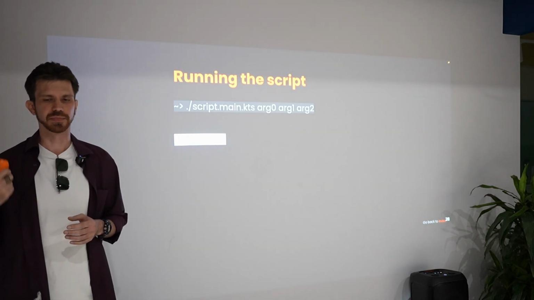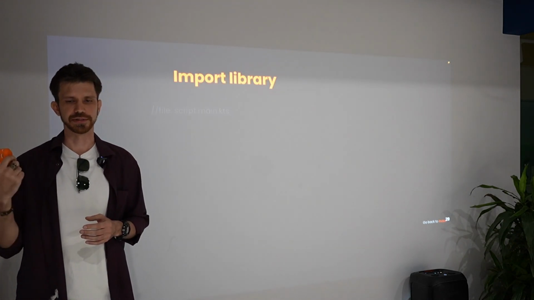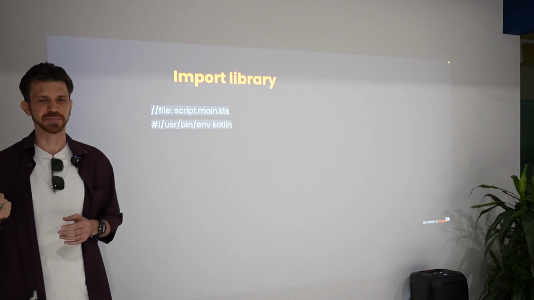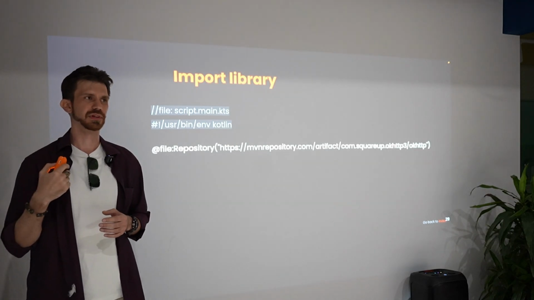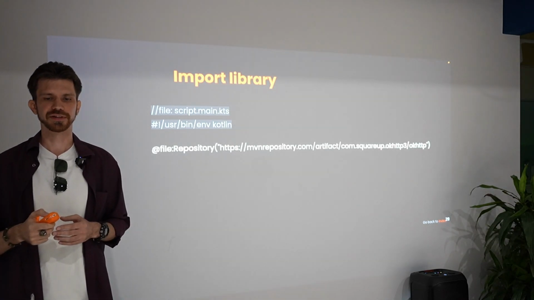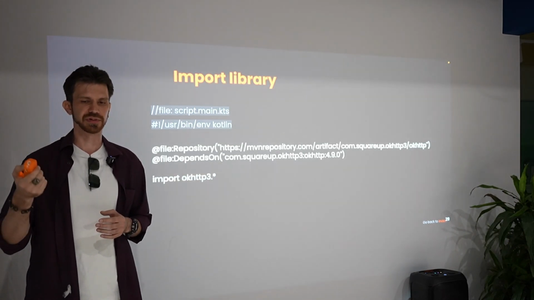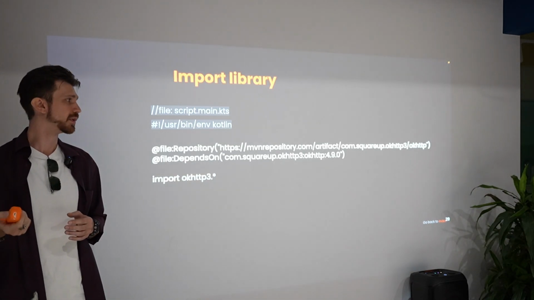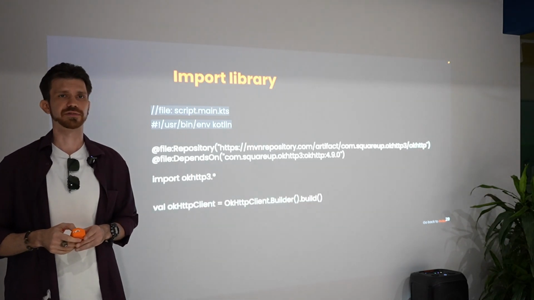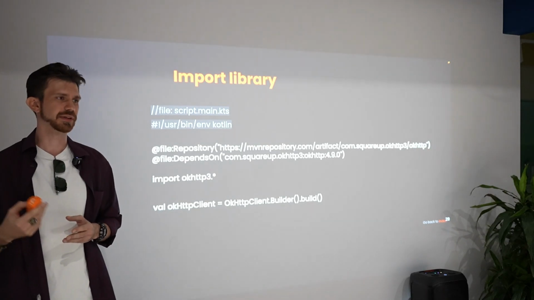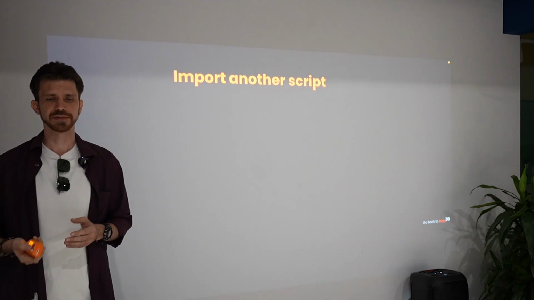So I was talking about passing arguments. The examples on the slide are very easy. We could use external libraries as well. For example, if you need to call a network, you just import the OkHttp client, with a couple of comments with repository and dependency, also some imports, because it's not the standard Kotlin library, and you just create your Kotlin OkHttp client, and you can use network requests.